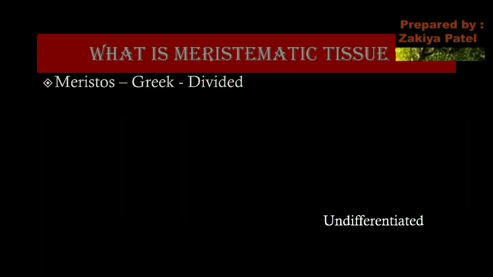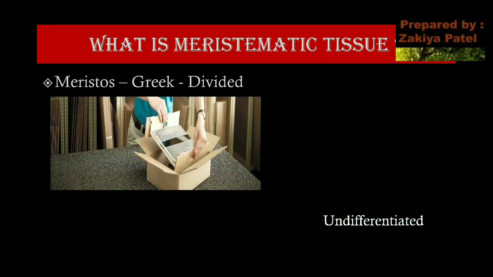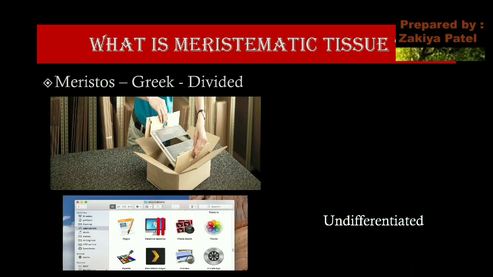What is meristematic tissue? Meristos is a Greek word. It means dividing. From this word, the tissue name is meristematic tissue. Just imagine a new unprogrammed computer, a very new computer which you have just unpacked. It's like a blank slate. It can only run when a program is installed in it. Until and unless we install a program, it does not have any work.